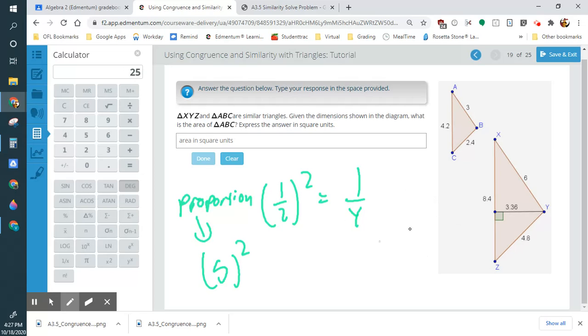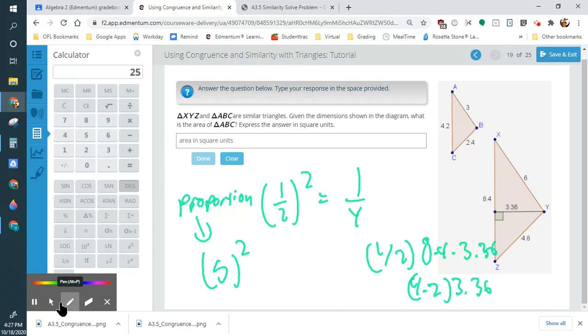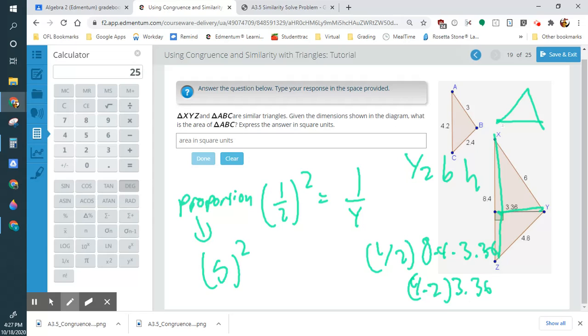So what we're going to do here, we're going to take half of 8.4 and multiply that by 3.36. So half of 8 is 4. Half of 4 is 2. So that's how we get half of 8.4. And we're going to multiply that by 3.36. I'm sorry, I didn't explain it. It's 1/2 the base times the height. I'm going to pretend this is the base, because if I would have laid it flat, that's how it would have looked.